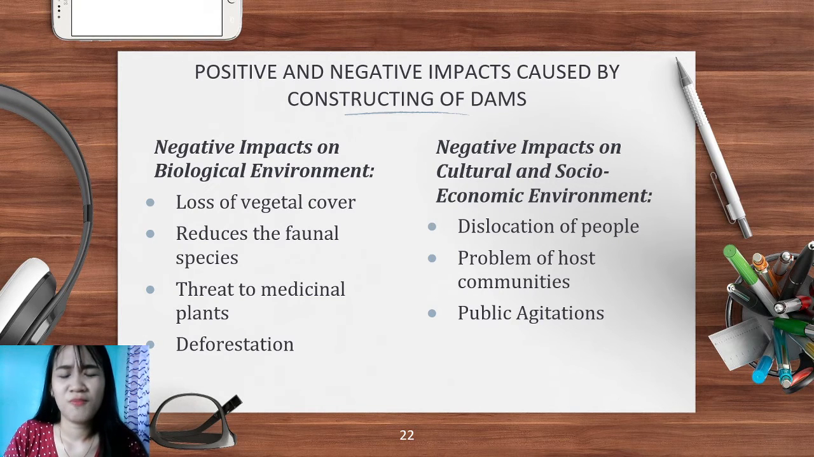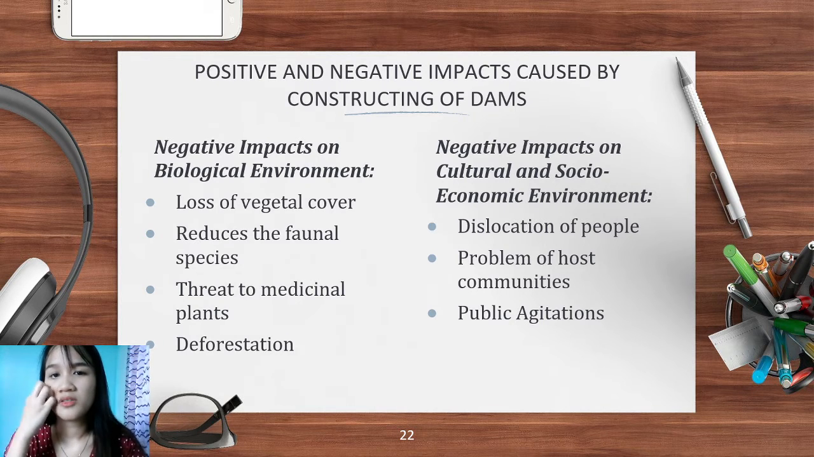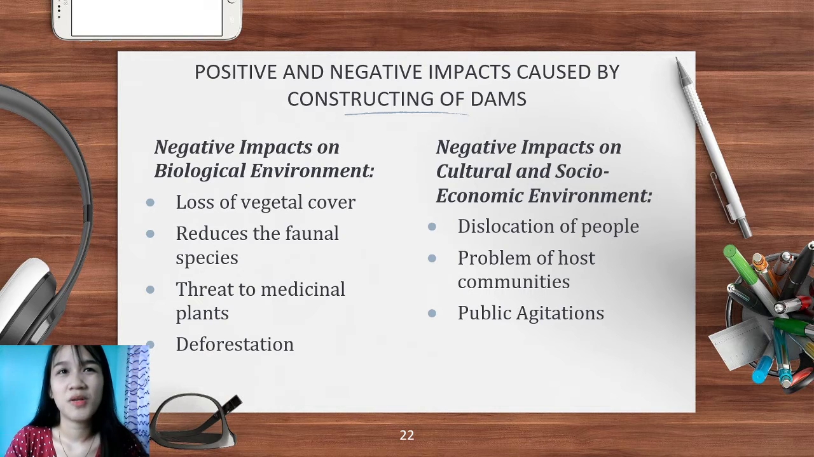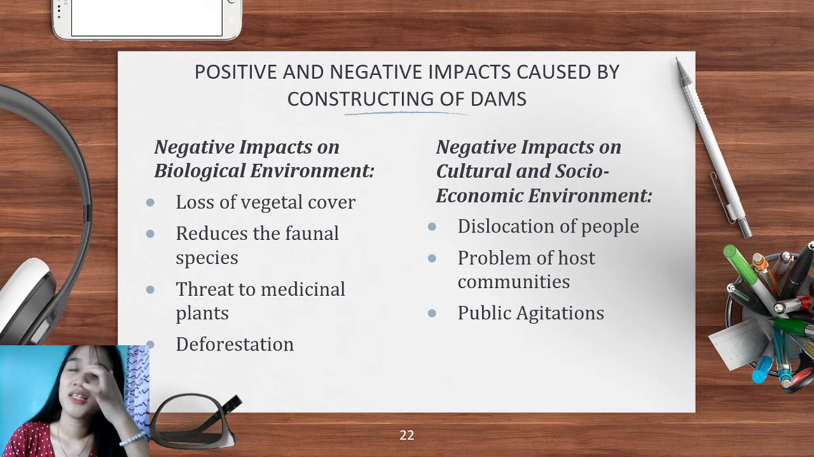So dislocation of people, problem of host communities, and public agitation. So, syempre, kung mag-construct ka og dam, na-check ka sa mga factors nga kung kailangan pahawaon ang mga tao nga didto unta nagpuyo, di ba? Isa siya sa mga negative impacts, kanang mga trees, that deforestation, kanang mga trees nga naa dito kailangan pangtanggalan kay syempre mag-construct og dam, kailangan walay trees nga naa dito.